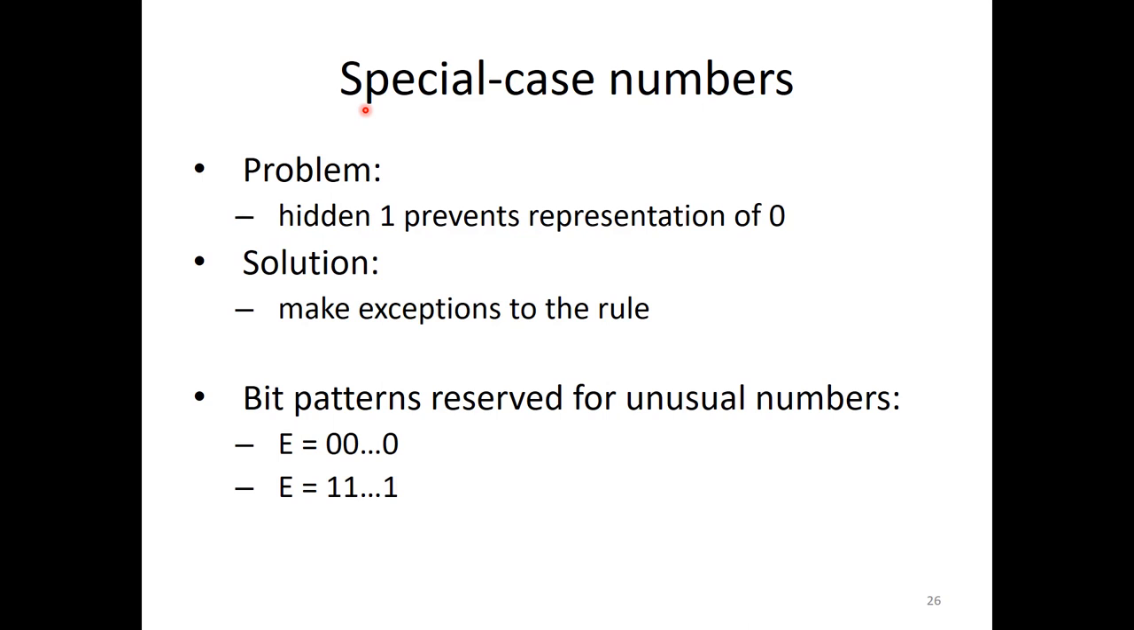Now, what is the hidden one that prevents representation of zero? See, zero cannot be represented in IEEE 754 format by the rules we have discussed till now, because if you put all zeros, then the computer will understand it as 1.000 something. So the hidden one prevents the representation of zero. So what is the solution? You make exceptions to the rule. The bit patterns we reserve for unusual numbers are when the exponent is either all zeros or all ones. So you make exceptions to those general rules.